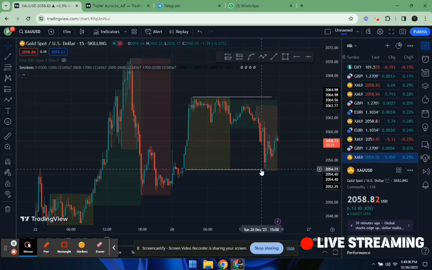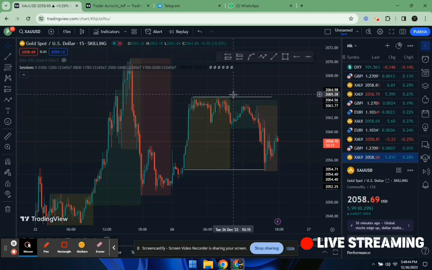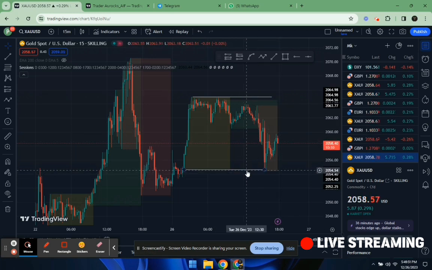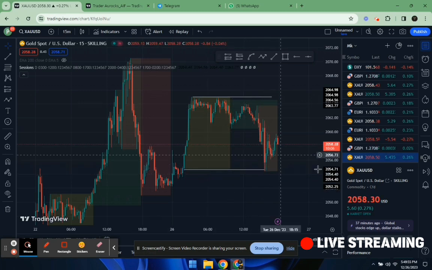But this is the London Killzone, so we're focused on it happening at the starting of the London session or thereabouts in the London session. But over here, when price took out this Asian low, the London session is almost closing, or has closed, I don't know. So it did not happen today.